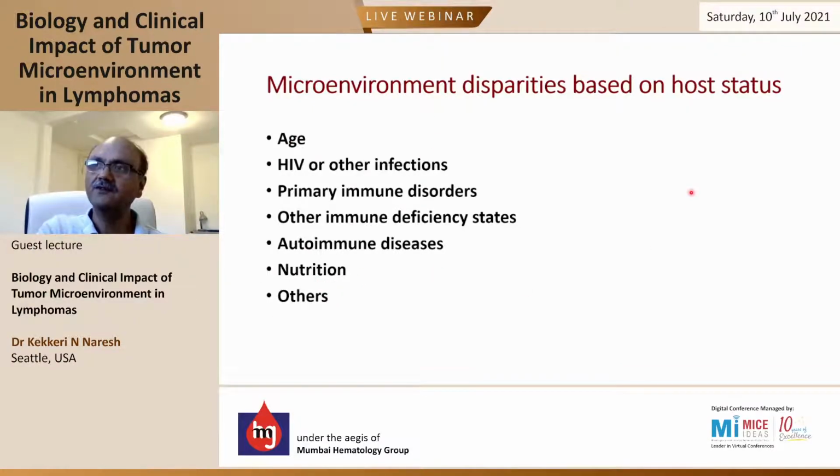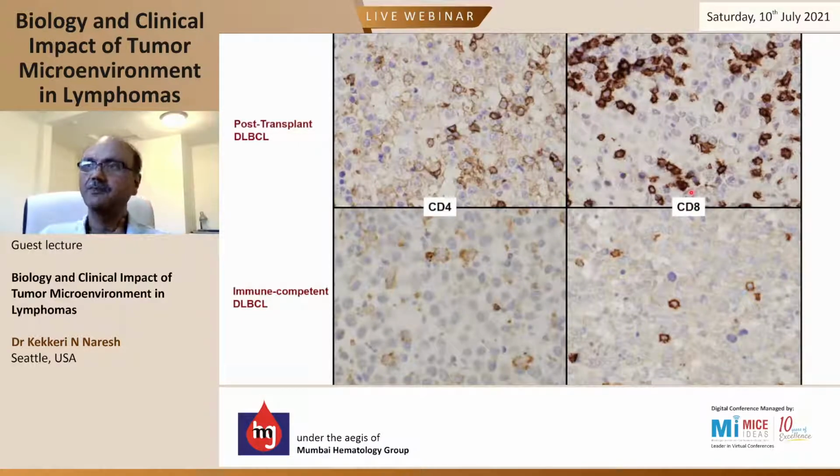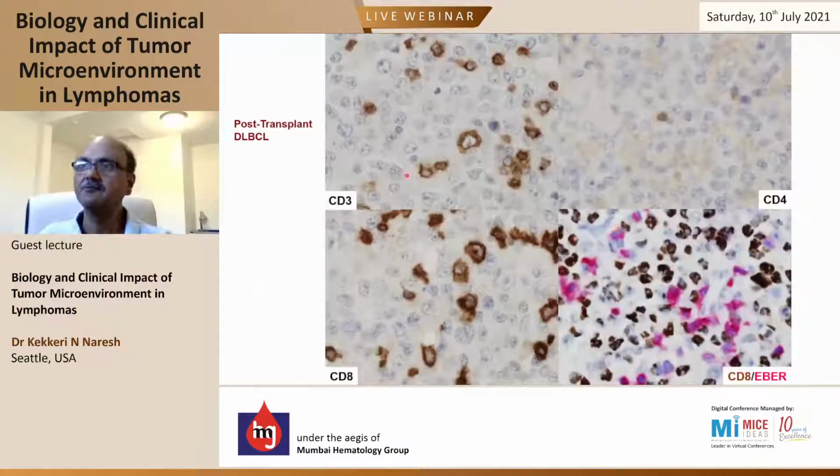Just to address a few of these questions, in my own studies, which I did several years back, we looked at the diffuse large B-cell lymphoma microenvironment and compared those in the post-transplant setting with those in the immune competent setting. And you can see that there are far more immune cells in the post-transplant diffuse large B-cell lymphoma, particularly CD8 positive cells, as compared to immune competent diffuse large B-cell lymphoma. In many cases of post-transplant diffuse large B-cell lymphoma, these T cells were oligoclonal or even clonal. And you can also see some of these cells are slightly atypical, highly stimulated cells.